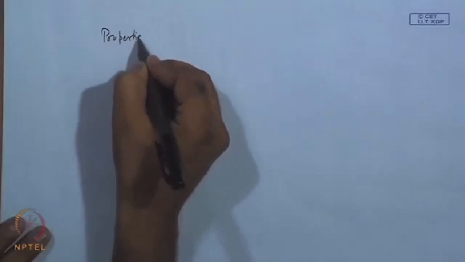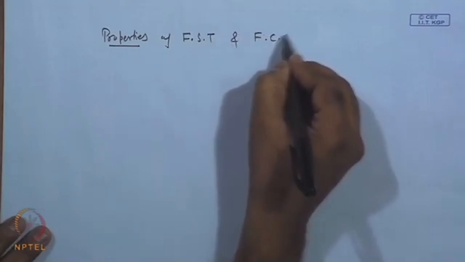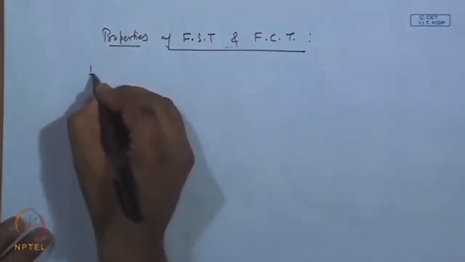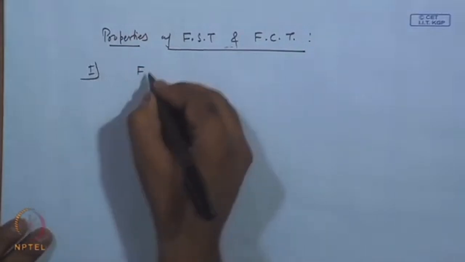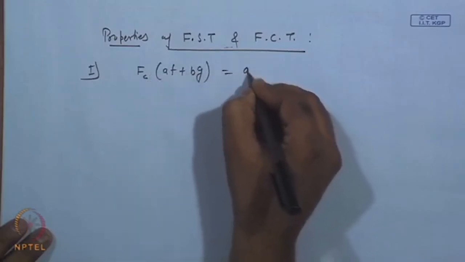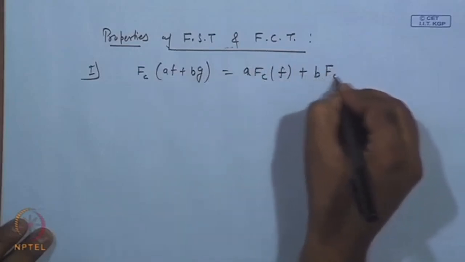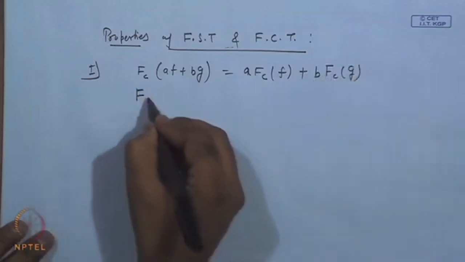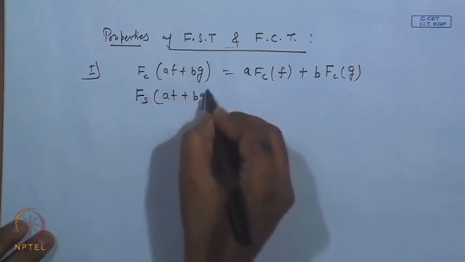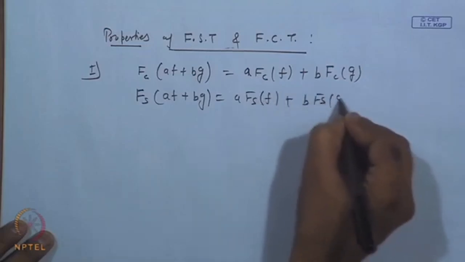So, we now quickly go for some important properties of these transforms. Properties of the Fourier sine transform and Fourier cosine transform. The first is linearity, which holds for all these integral transforms. We have a f plus b g, and this will be the constant a times the Fourier cosine transform of f plus b times the Fourier cosine transform of g. Similarly for the sine, a f plus b g gives a f_s f plus b f_s g.